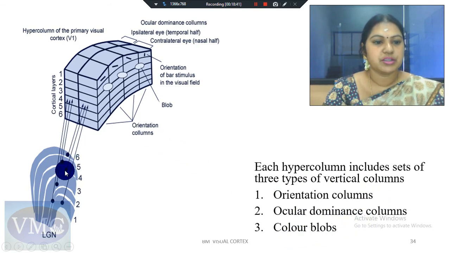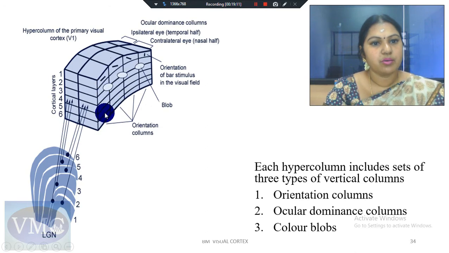In this picture, you can see that from the lateral geniculate body, the information is passing on to cortical area 4. And here, these are the cortical layers 1, 2, 3, 4, 5, 6, and they are divided horizontally into layers, okay. And this is a hypercolumn of the primary visual cortex, where it is divided into orientation columns. You can see orientation columns like this.